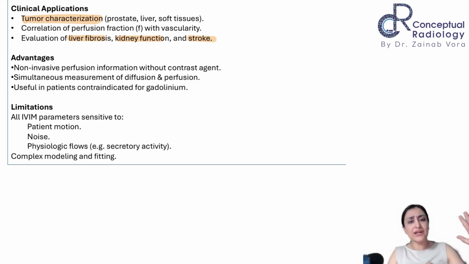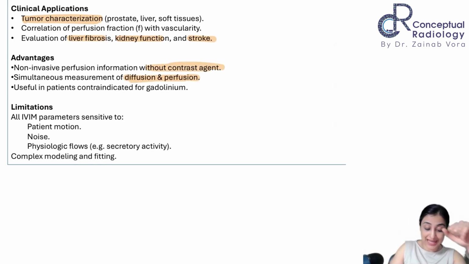No, this is not arterial spin labeling at all. Again, that is angiography, right? Here we are dealing with capillary perfusion, not macrovascular perfusion. Okay. So this is non-invasive perfusion information without contrast. That's the biggest advantage. Simultaneously, you talk about diffusion and perfusion. Great for patients जहाँ पे gadolinium नहीं दे सकते, isn't it?